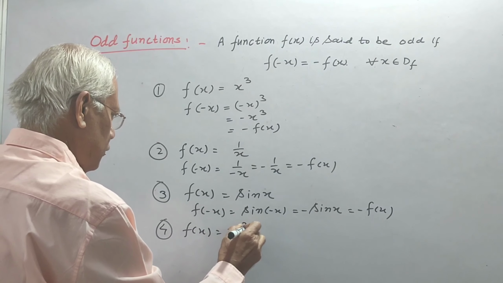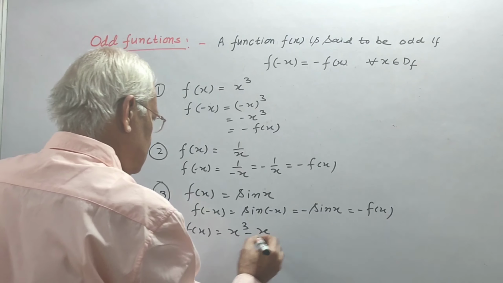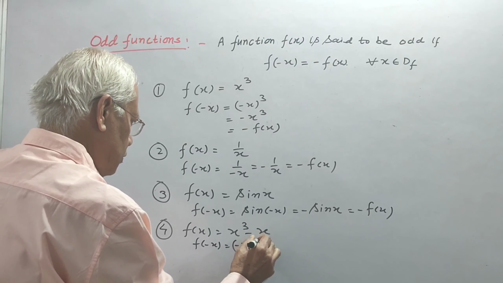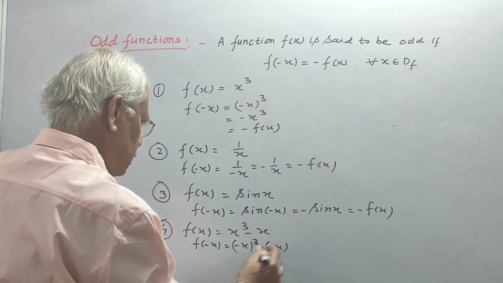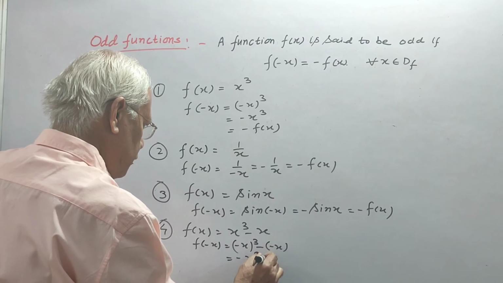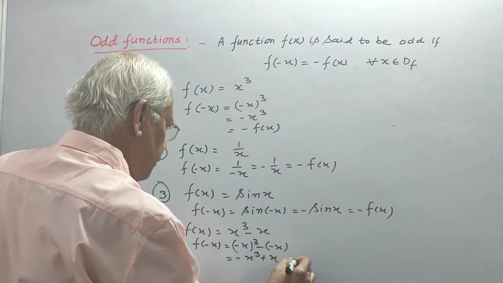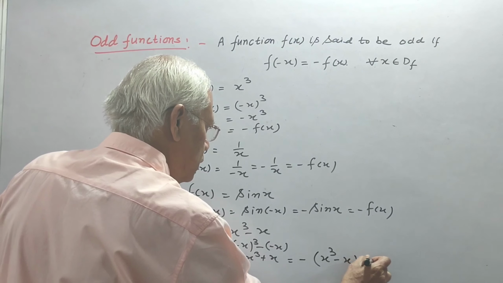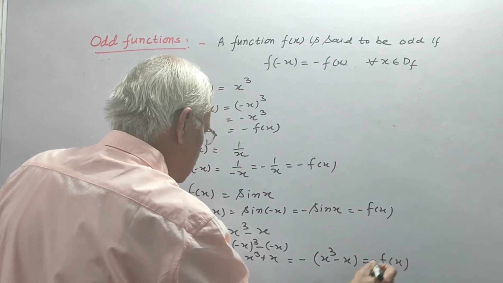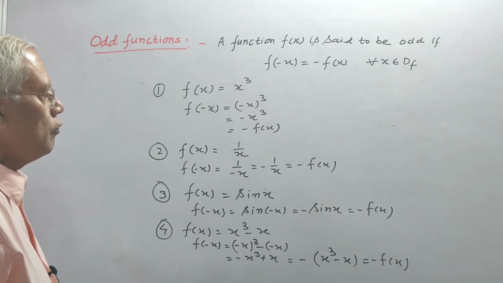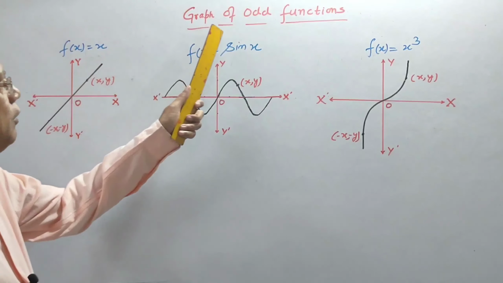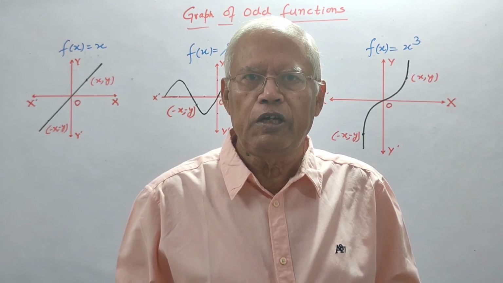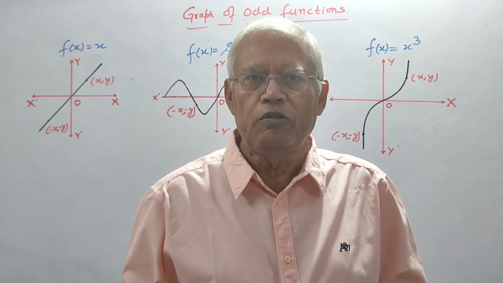Let us take the fourth example. f(x) is equal to x cube minus x. Replacing x by minus x, (-x) whole cube minus (-x). So this is minus x cube plus x. If you take minus common, this will become minus (x cube minus x), that is minus f(x). So these are the examples of odd functions. Graph of odd functions. If we draw the graph of odd functions, we will find that they are symmetric about the origin.